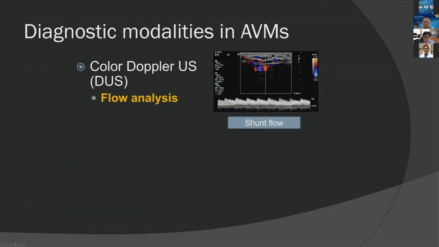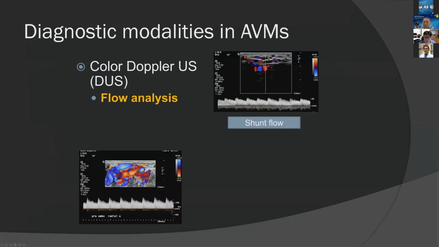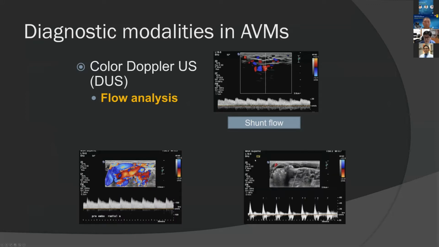Among the diagnostic modalities in AVM, Doppler ultrasound is very useful. It can give us flow data. This figure shows a typical AV shunt. This is a pre-procedural image, and this is after embolization of the lesion. The adjacent normal arterial flow returned to the normal pattern.